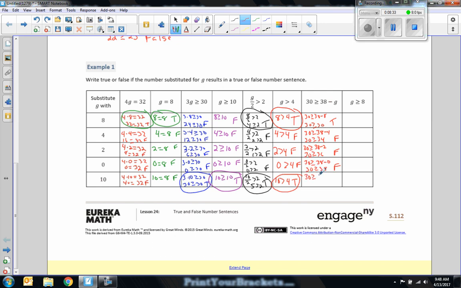30 greater than or equal to 38 minus 10. 30 greater than or equal to 28. True. So in this one, this is true, and this one is true. 2 solutions.